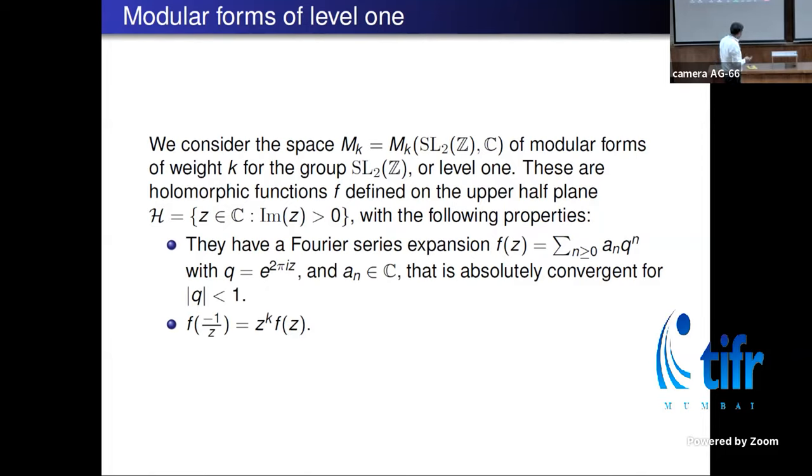And then they have this more subtle symmetry under Möbius inversion, which is that f of minus 1 upon z is equal to z to the k times f of z, right? And the k is the weight. So the weight enters in terms of the transformation property under Möbius inversion. Okay, so these are only modular forms of level 1, and their interest as far as the Ramanujan tau function is concerned is that the tau values are going to be Fourier coefficients of a particular modular form of weight 12 and level 1.